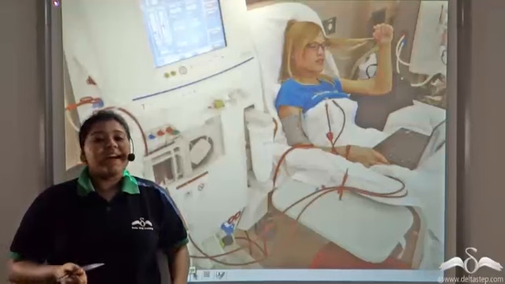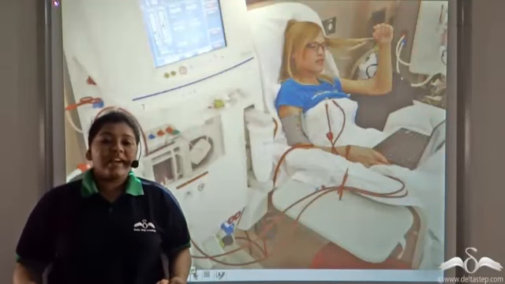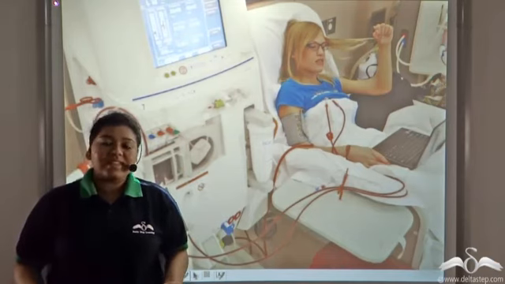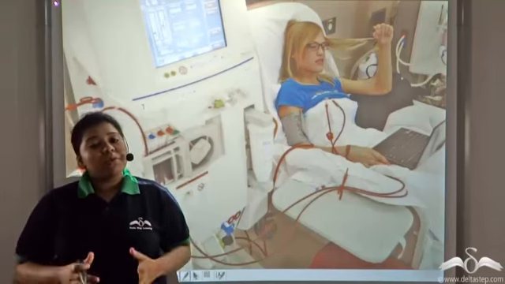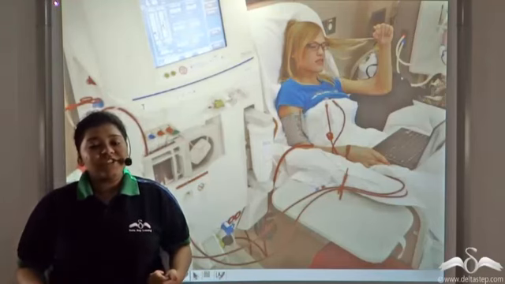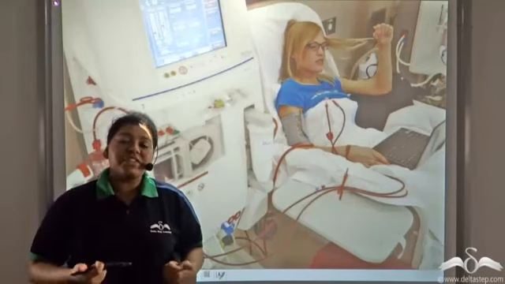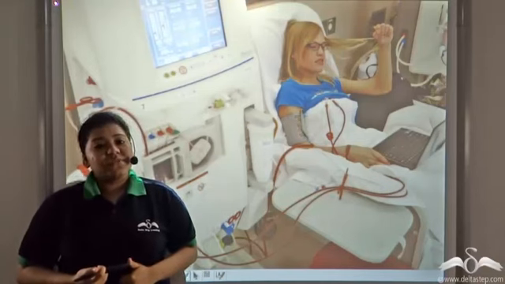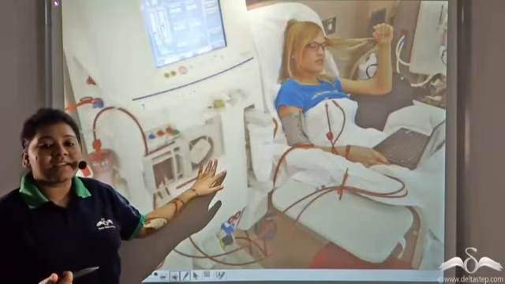So, kidney helps us with the filtration. It filters the blood and eliminates all the toxic waste products that are generated in the body, such as urea. But if for some reason both the kidneys get damaged in a person, then a person needs an artificial kidney to do this entire filtering process. So, this machine acts like an artificial kidney.